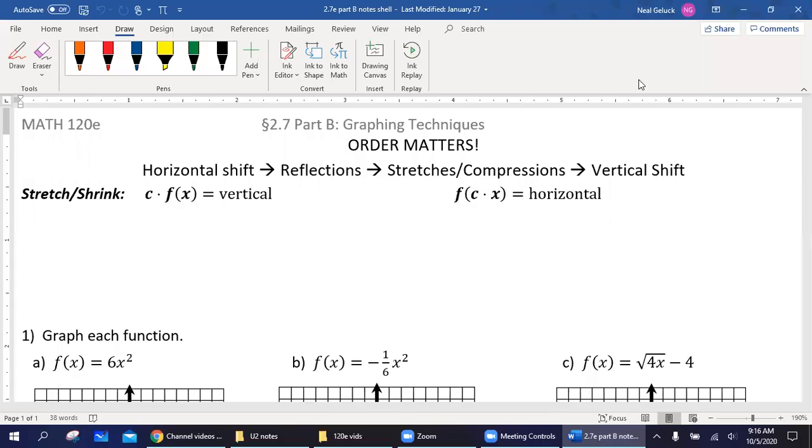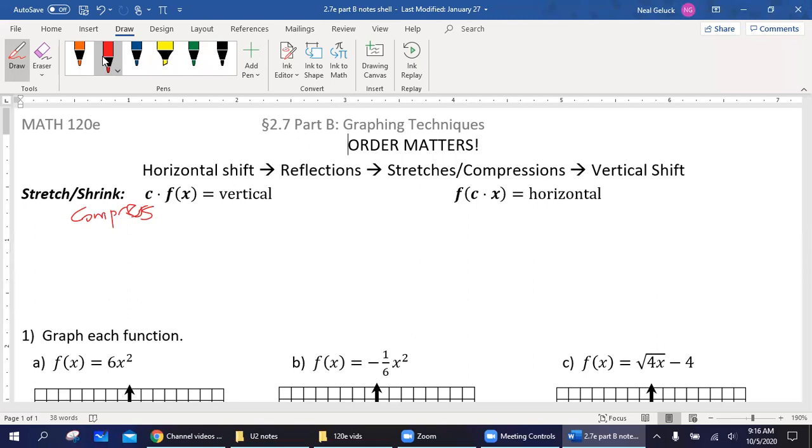For section 2.7b, we're looking at the last thing we can do, which is stretch or shrink. And shrink is synonymous with compress. Your book uses shrink, but I prefer the word compress because I think it gives a better visual of what's happening. That's supposed to say compress.